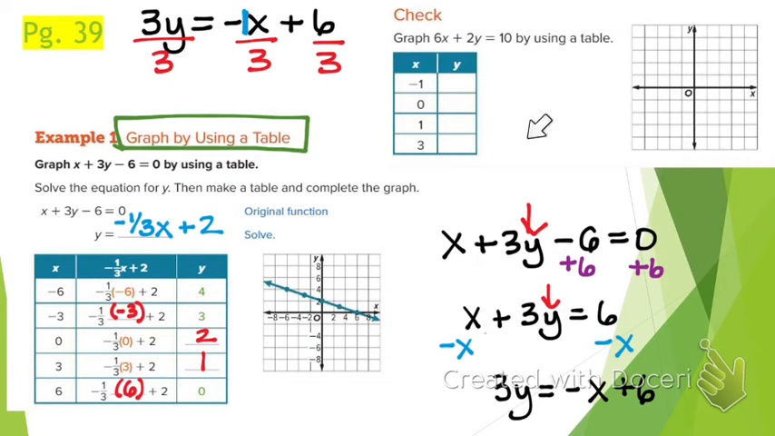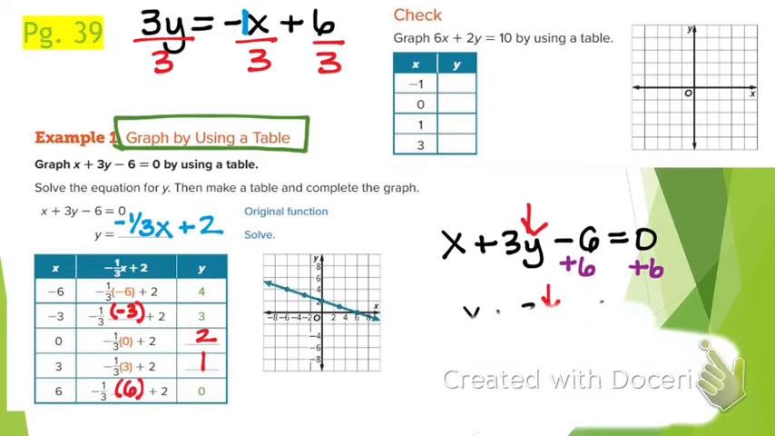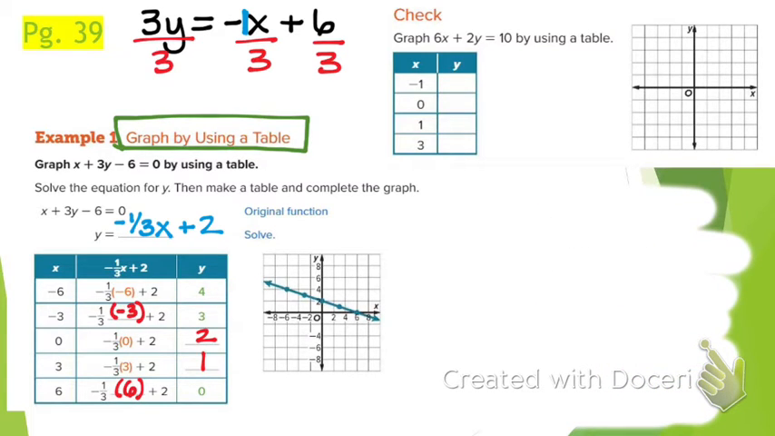All right, so let's do the same thing for this one here. So let's go ahead and do this check. The first step, again, is to solve the equation for y. So let's do that check together. Let me go ahead and make myself some space. So we're going to take this equation, which is 6x plus 2y equals 10.